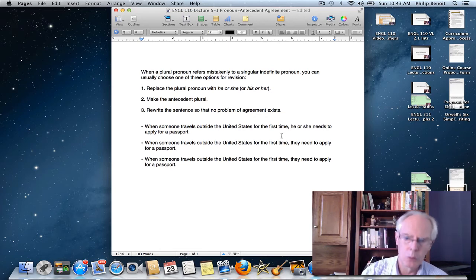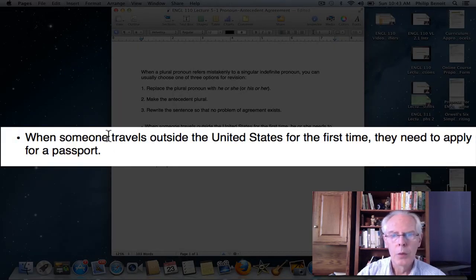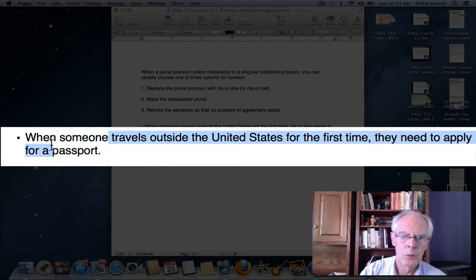But a better way, in my opinion, is to use rule number 2. When someone travels outside the United States for the first time, they need to apply for a passport. Someone is singular, as we know from our above example. So instead of worrying about the plural pronoun, let's look at the indefinite pronoun here and change that. Highlight someone here.